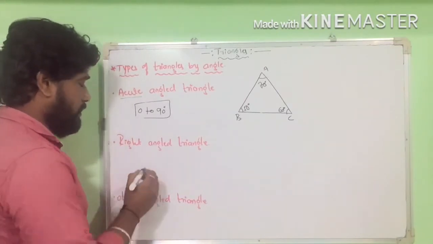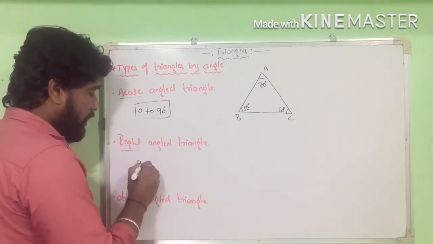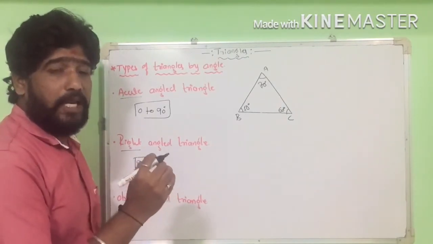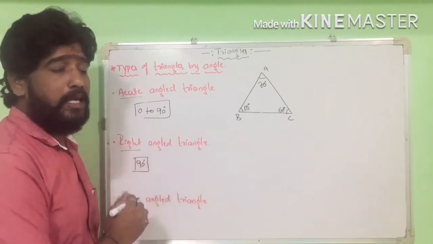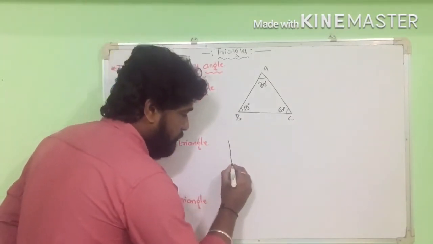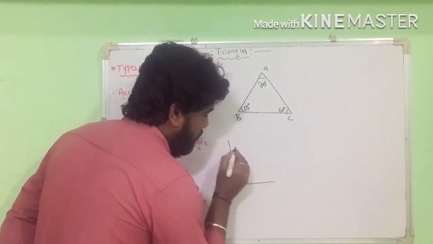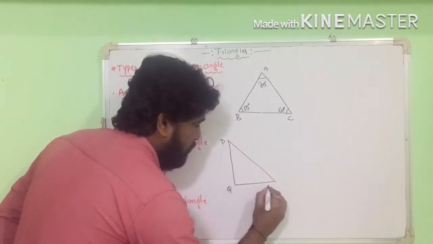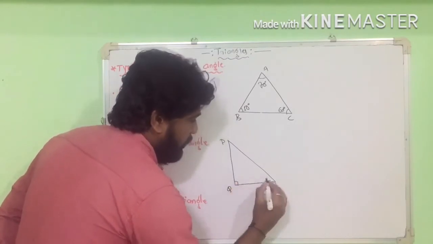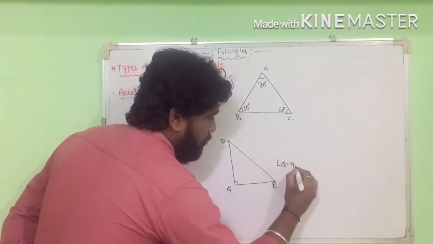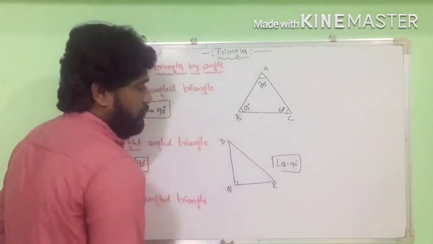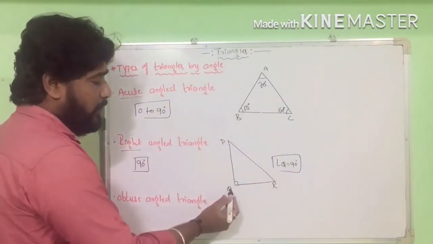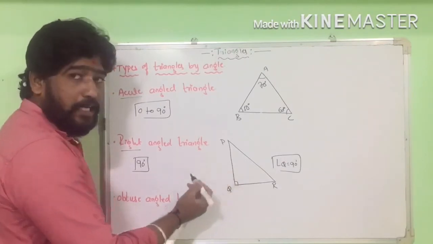Next one, a right angled triangle. A right angle means equal to 90 degrees, right? A triangle having any one angle as a right angle is called a right angled triangle. So for example here, PQR. Here angle Q is equal to 90 degrees, right? So the triangle PQR is a right angled triangle because angle Q is 90 degrees, right?